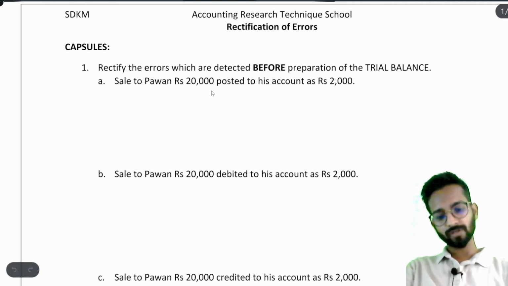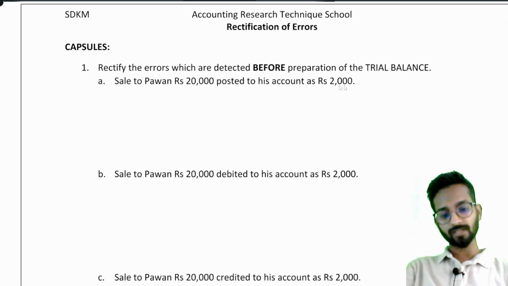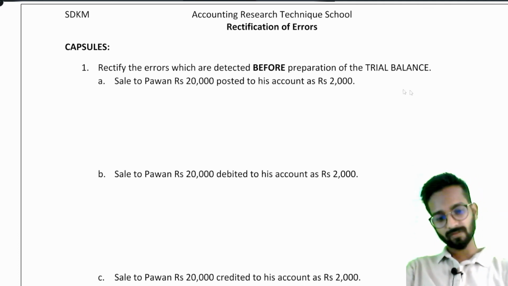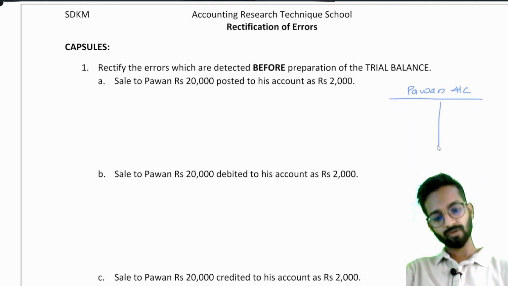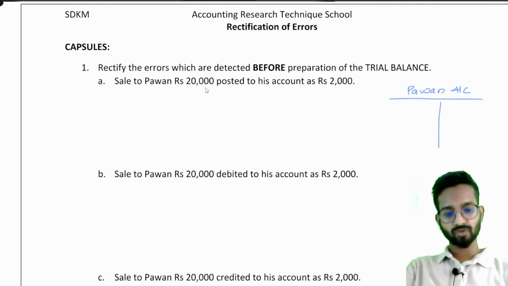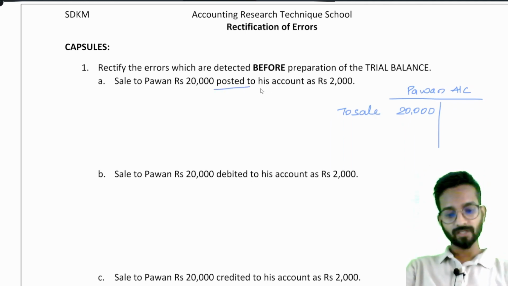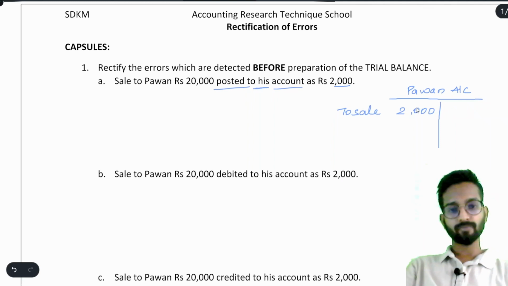Sale to Pawan rupees 20,000 posted to his account as rupees 2,000. It means, see, there was this Pawan's account. I am just showing you the picture of Pawan's account, how it looks and what we have to correct. Sale to Pawan was 20,000. So we were supposed to write here to sale 20,000 rupees. Simple. But they are saying it was posted to his account as rupees 2,000. It means they posted 10 times less. Okay. So they have posted only 2,000.